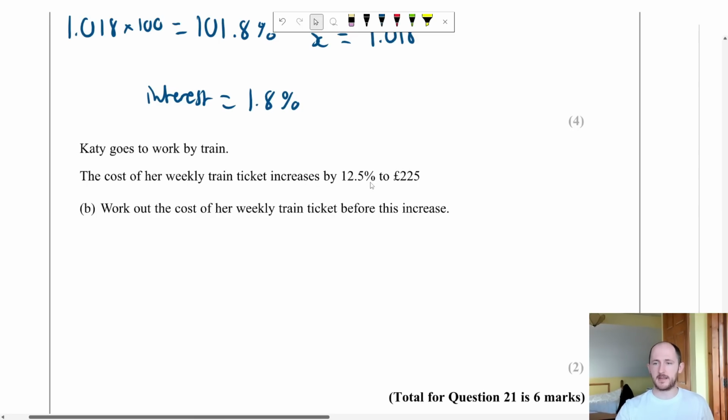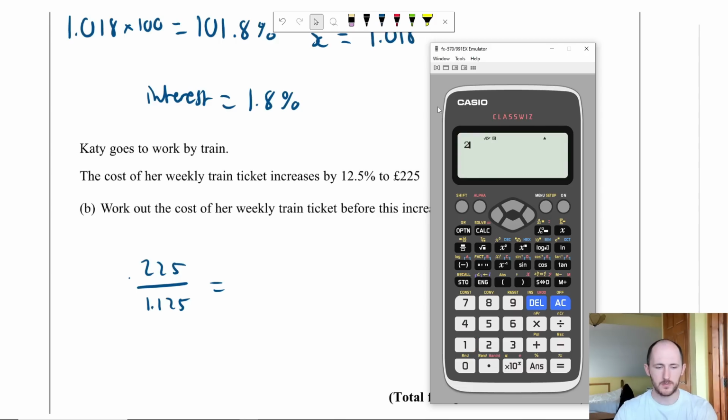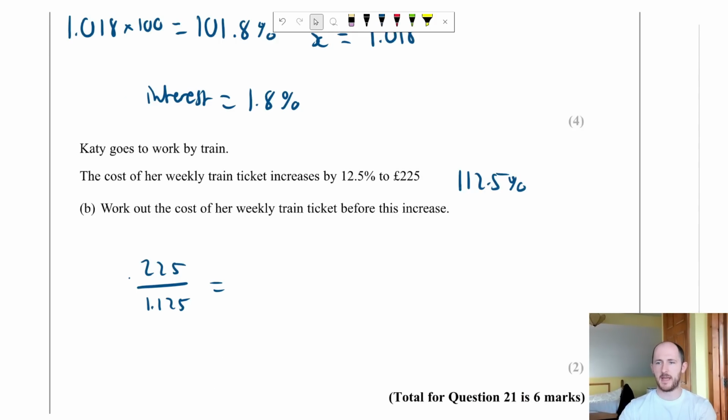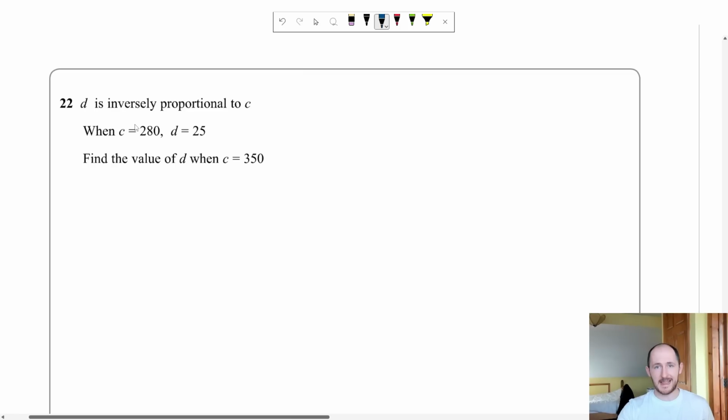This is again reverse percentages, so that has gone up to 112.5%. So I'm just going to do 225, just wondering how to set that up, divided by 1.125 should give me my answer. 225 divided by 1.125, whoops. £200 for a train ticket, Jesus. All right. £800 a month, jeez.